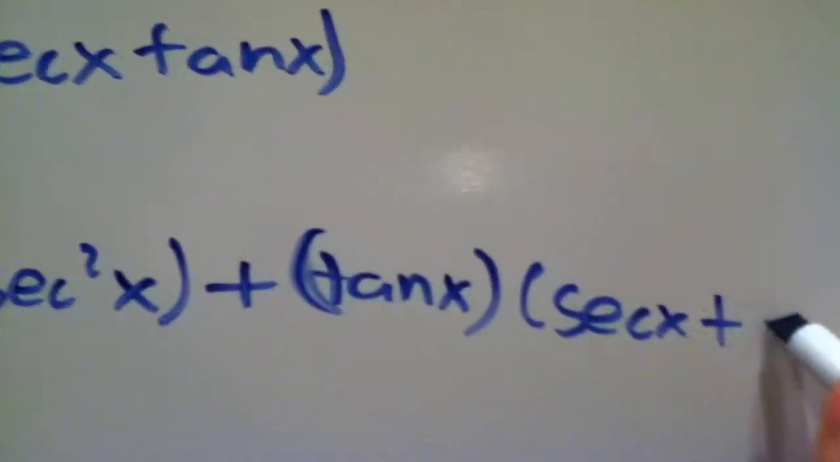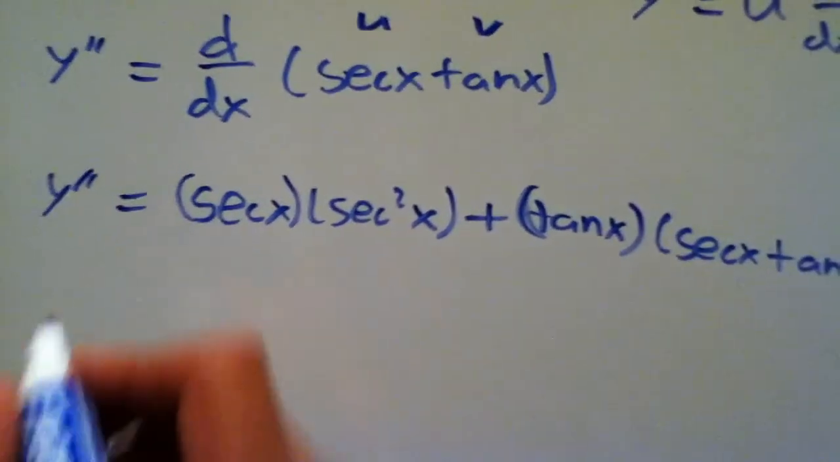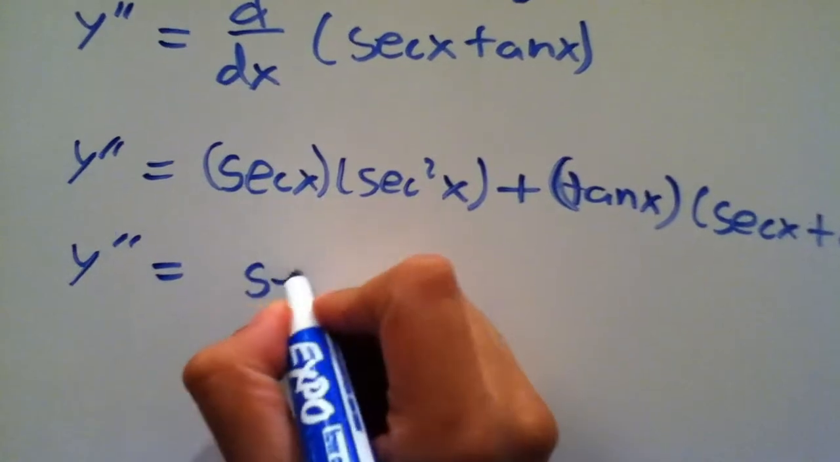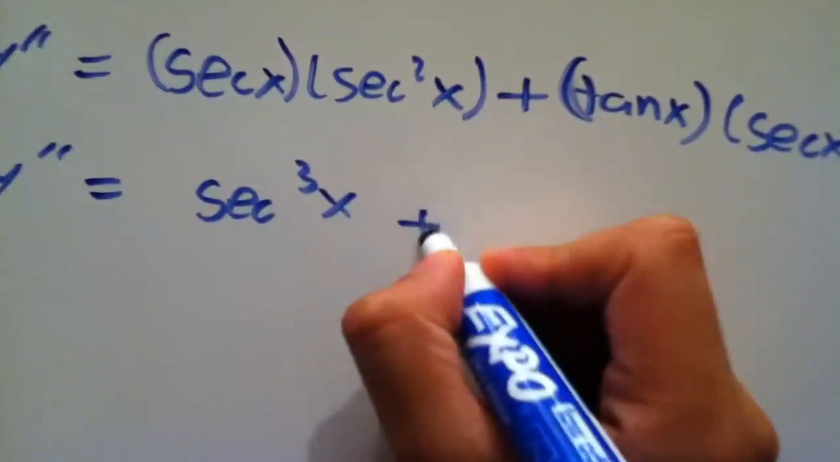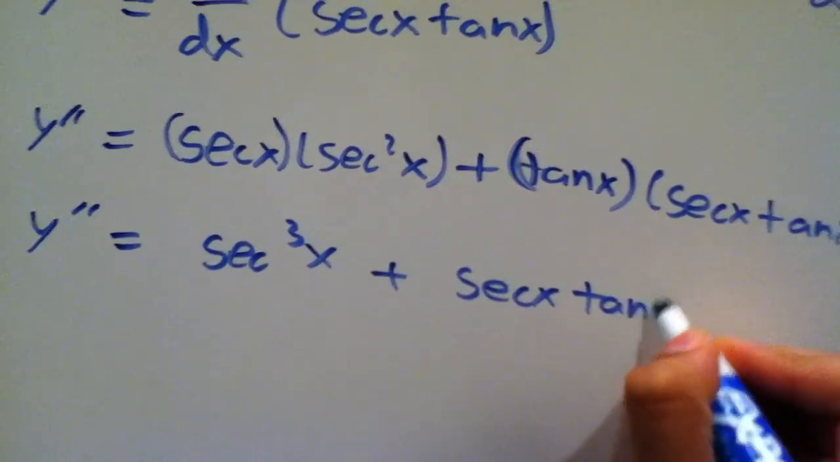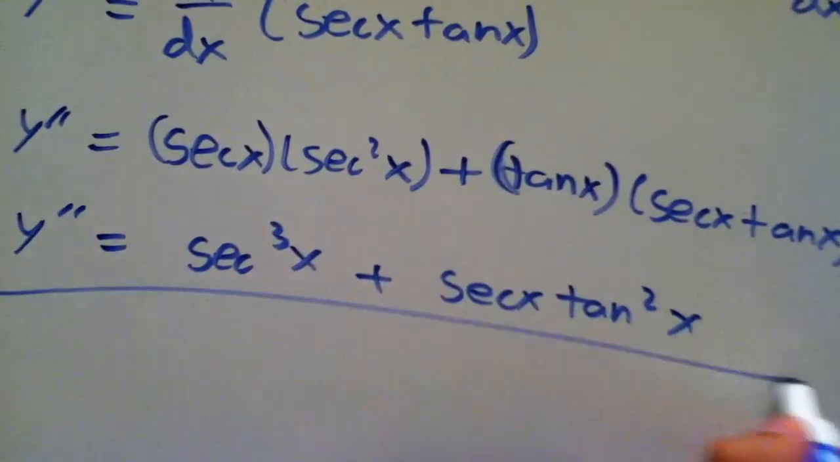Secant x tangent x. So when you multiply these together and you combine and simplify, you get secant cubed x plus secant x tangent squared x. And that's the answer.